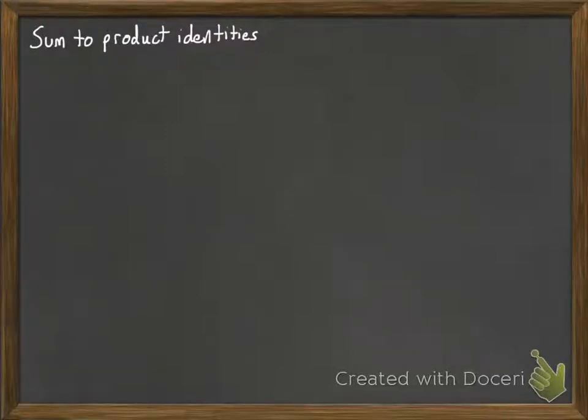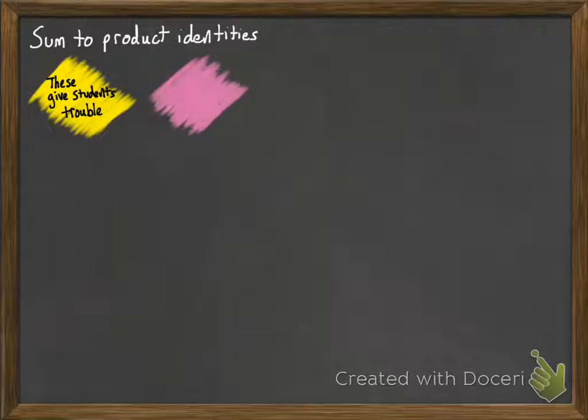Ladies and gentlemen, boys and girls, children of all ages, these identities are the ones that give every trig student a great headache. They make things seem so difficult to you. It's like, how does this work? But in reality, if you can understand them, they're not really that hard at all. So we're going to take some time and look at what are called sum to product identities.